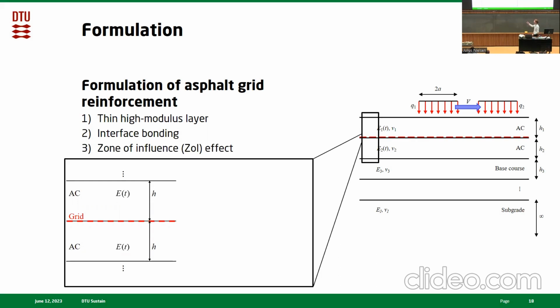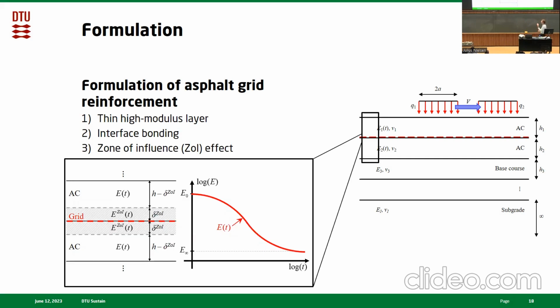if we consider two asphalt layers, for simplicity, they have the same relaxation function and the same thickness. We account for this zone by subdividing the asphalt layers into some sublayers, and then the sublayers near the grid are defined by some zone of influence thickness. We simply modify the relaxation modulus of this zone.